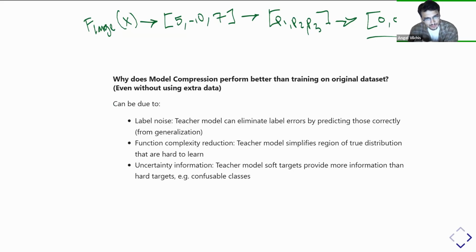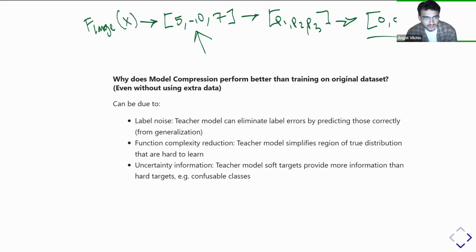why does model compression perform better than training on the original data set? Now, they trained the shallow network without even using unlabeled data. So they did not use the large model's predictions on unlabeled data to train the smaller model. Instead, they used the large model's predictions on the same original data set. So it's the same amount of data points.